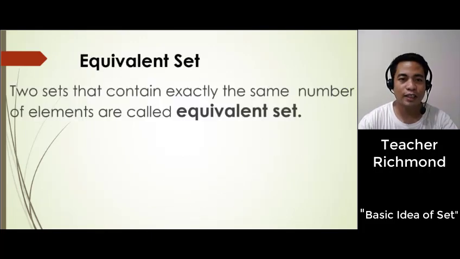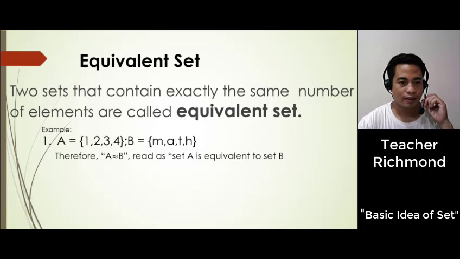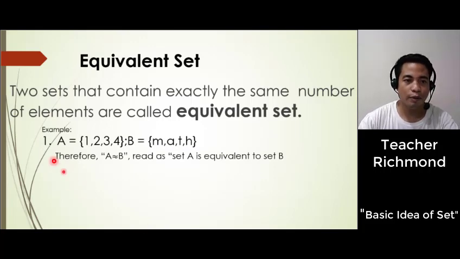Okay, two sets that contain exactly the same number of elements are called equivalent sets. Example number 1, set A and set B.